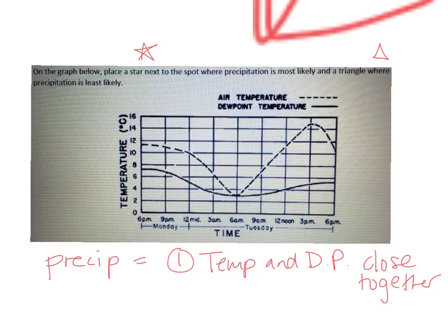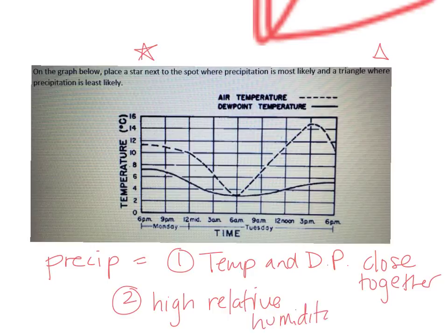The second variable that can equal precipitation is a high relative humidity. And if I look at my graph, I can see that the two things that I have are air temperature and dew point. I actually don't have a relative humidity line. So this might not be a valuable one for me to consider when I'm trying to answer this question. So remember, it's two parts.